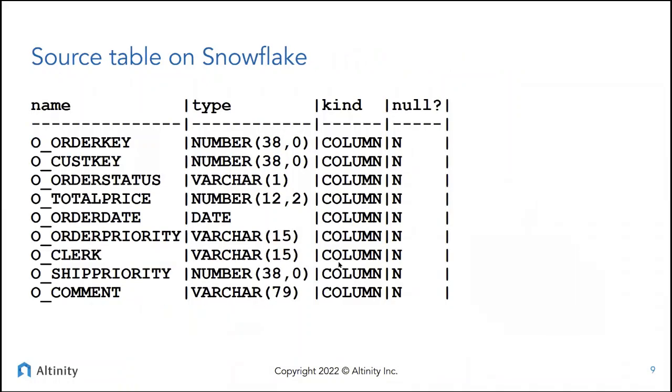So here's the source table, just so you know. This is what happens if you run a describe table. It's orders, and it has a few numbers, a few varchar or string fields, and a date. So a pretty simple table, 150 million rows. It does not contain nulls, as it turns out. As you can see, none of the columns permit them. That'll have consequences later on.